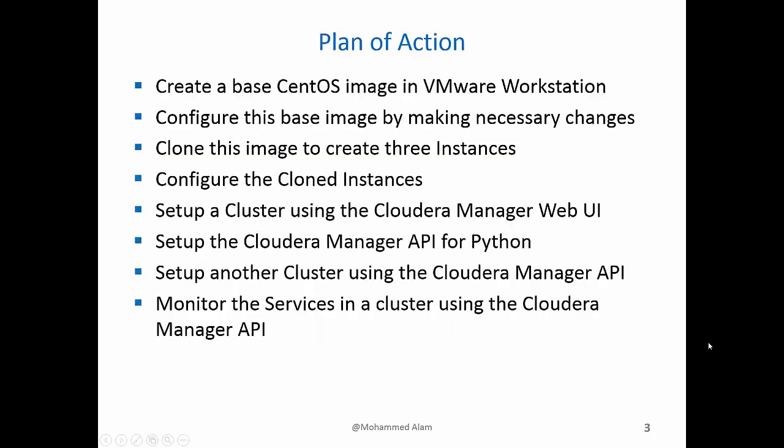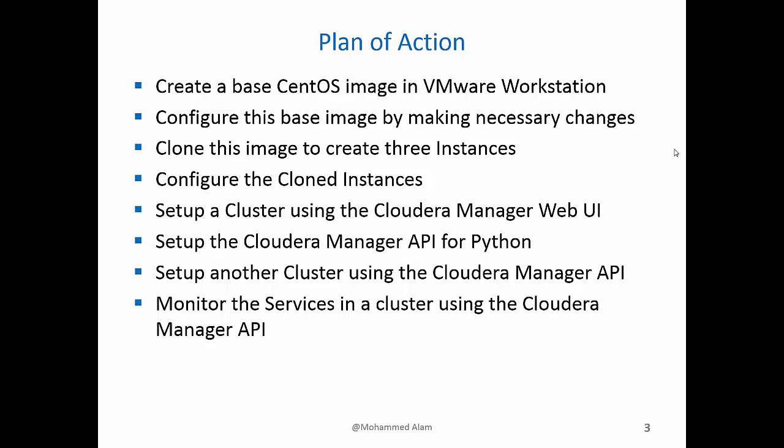For this tutorial, we'll first create a base CentOS image in VMware Workstation. We'll configure this base image by making necessary changes to the network files. We'll clone this image and create 3 instances of it. Then we'll configure the cloned instances with the static IP address. Finally, we'll move on to set up a cluster using the Cloudera Manager's web user interface.